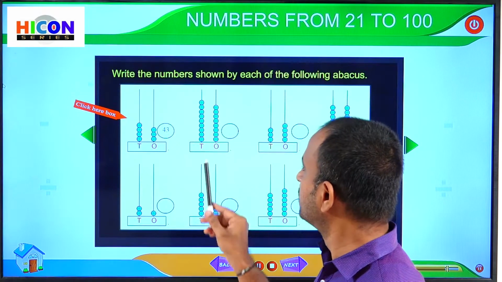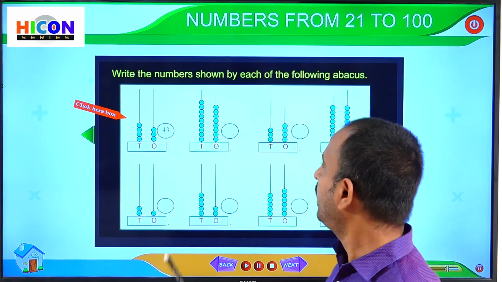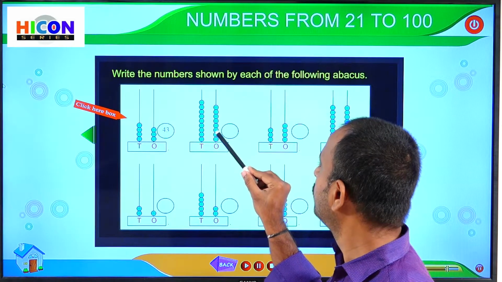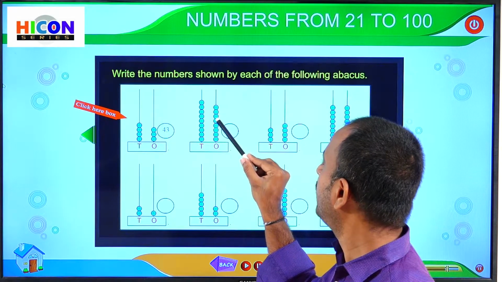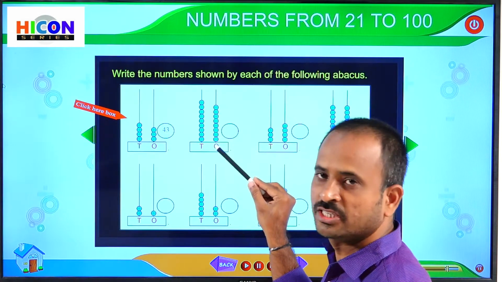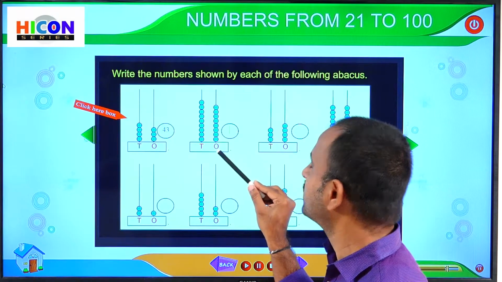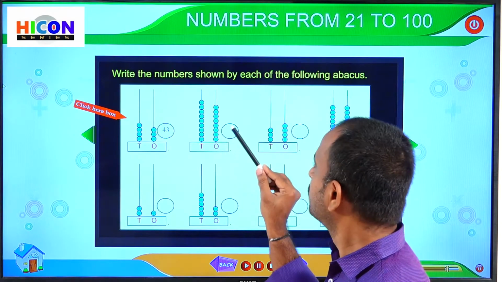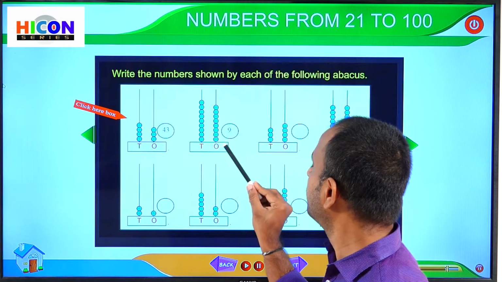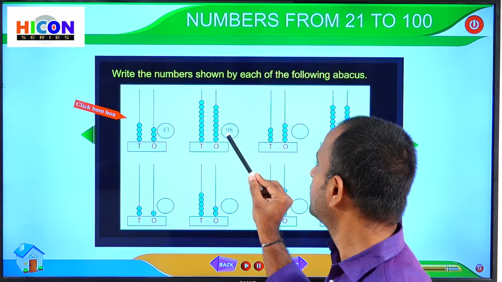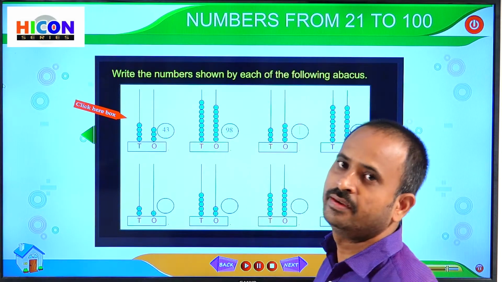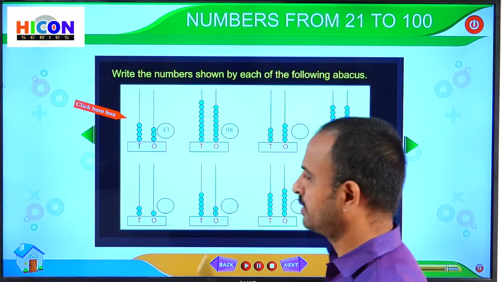That means 9 is present in the tens place. And how many beads are there in the ones spike? 1, 2, 3, 4, 5, 6, 7, 8. 8 beads are there on the ones spike. That means 8 is present in the ones place. So 9 is present in the tens place and 8 is present in the ones place. That is 9, 8 and this number is 98. And see the third one.